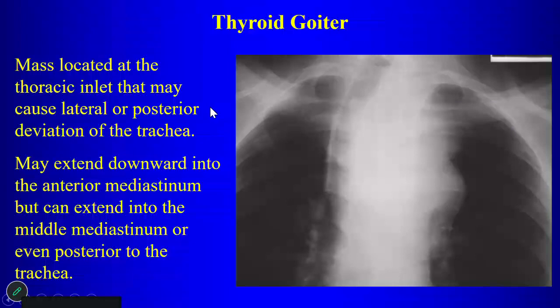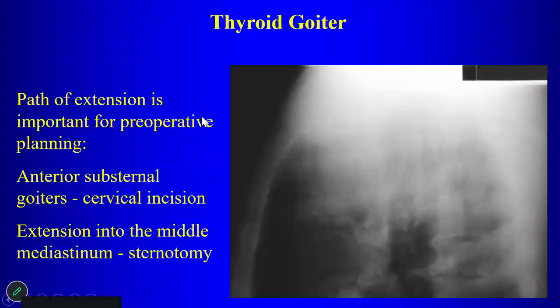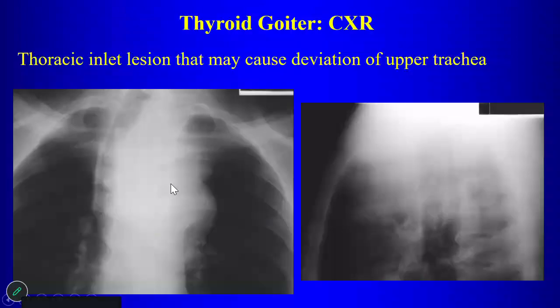All right, so we've discussed the thyroid goiters. They can extend down usually into the anterior mediastinum, but as we've seen, they can also extend to the middle mediastinum. The path of extension is important. If it's anterior mediastinum, then with a cervical incision, they can remove it, as opposed to middle mediastinum that would require sternotomy to remove the mass.